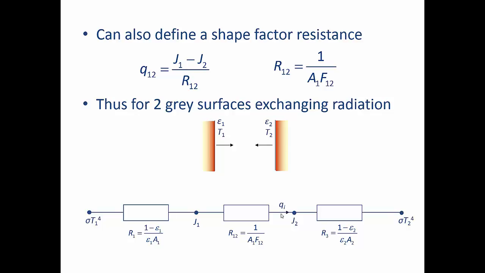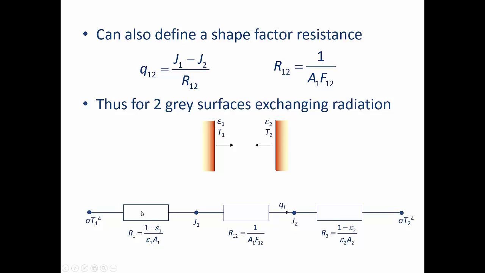I also need to consider how the radiation is exchanged between two surfaces, and I can do this quite simply by saying that it is the difference between the radiosity of the two surfaces divided by a term that I'm going to call the shape factor resistance, which is just equal to 1 over A1 F1 to 2 if the two surfaces I'm dealing with are 1 and 2.